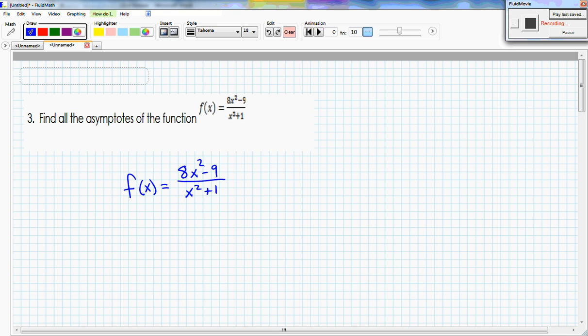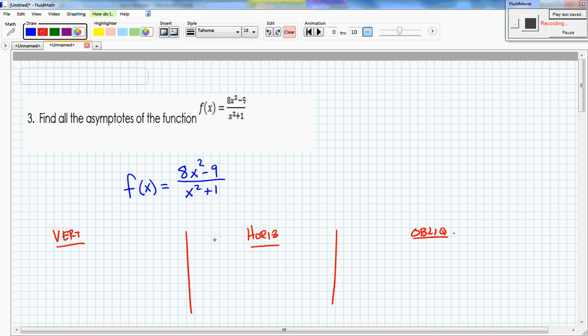Okay, so for number 3, it says find all the asymptotes of the function f of x equals 8x squared minus 9 over x squared plus 1. Well, there's only 3 types of asymptotes we can even talk about: vertical, horizontal, or oblique. These are the only 3 that we could possibly talk about, and so let's talk about each of these individually.